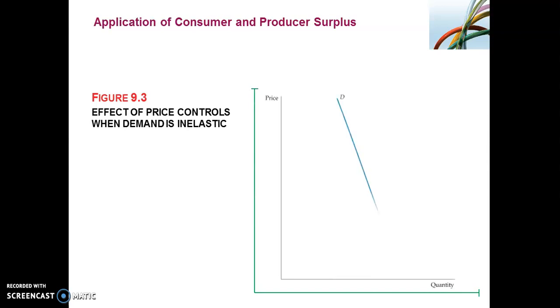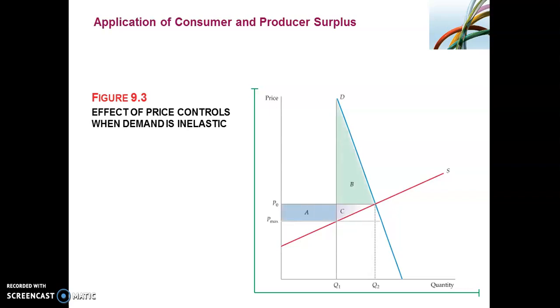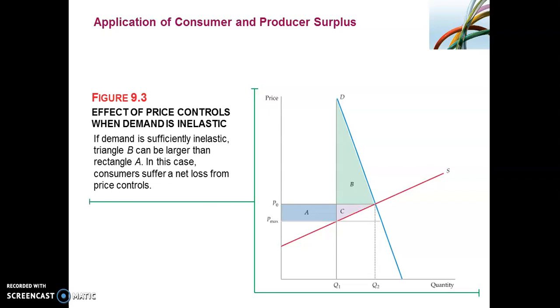Now we're going to move on to figure 9.3. Here we're going to see the same story as what we saw in the previous figure. Government again institutes a maximum price or a price ceiling given by P max over here. There's your price ceiling. But what do you notice is different about this figure? What do you notice about this demand curve? Can you see that it is steeper than the previous one? So here the demand curve is inelastic in this example.